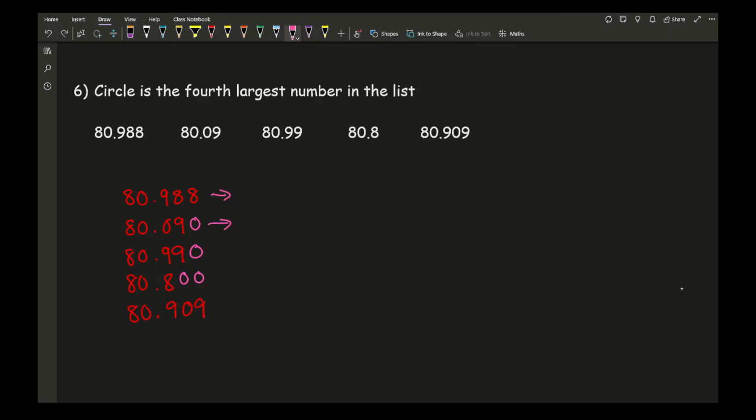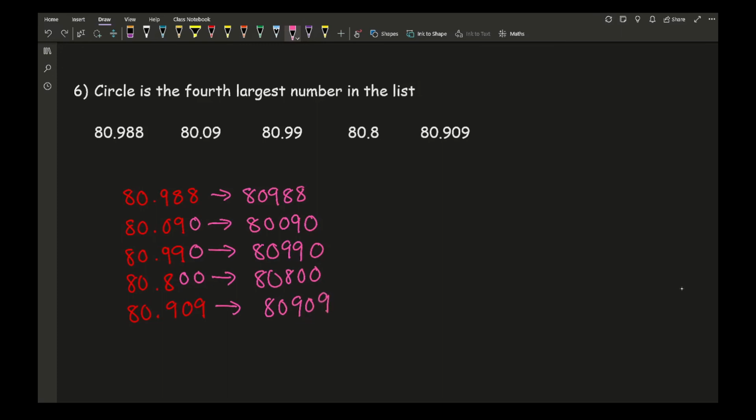And then it's just a case of ordering these. I've got 80.988, 80.090, 80.990, 80.800, and 80.909. So from this, I can see that this is my smallest.